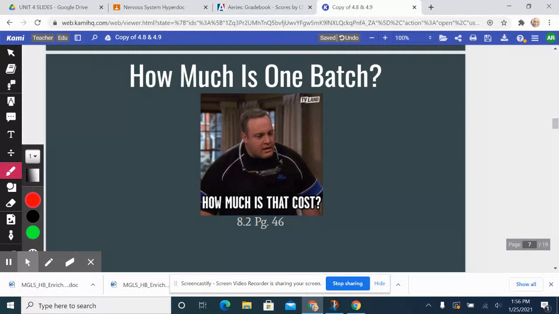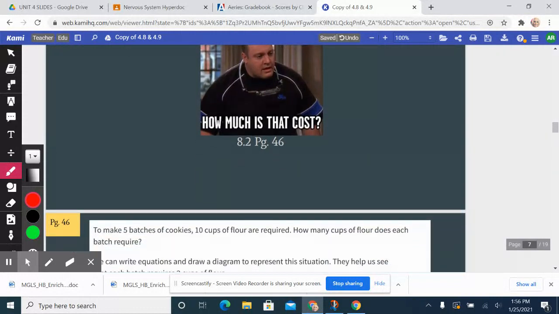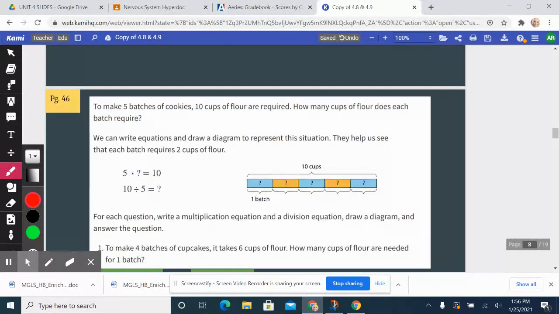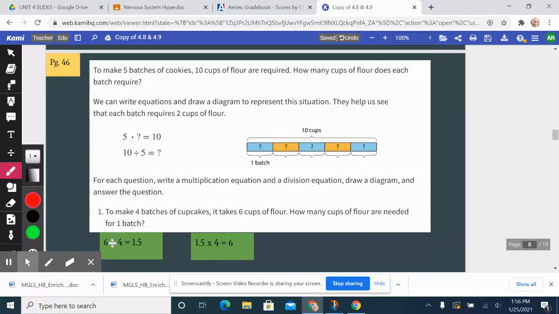Okay, so now we move on. It says, how much is one batch? So now you're on page 46. And it says, to make 5 batches of cookies, 10 cups of flour is needed. How many cups of flour does each batch require? So there's your multiplication sentence or equation. 5 times something makes 10. And then it says 10 divided by 5 makes something, right? And then they show you this little diagram. What we're going to be doing is making our own multiplication problems. I'm not going to have you draw the diagram. So we will not be drawing a diagram on that one.